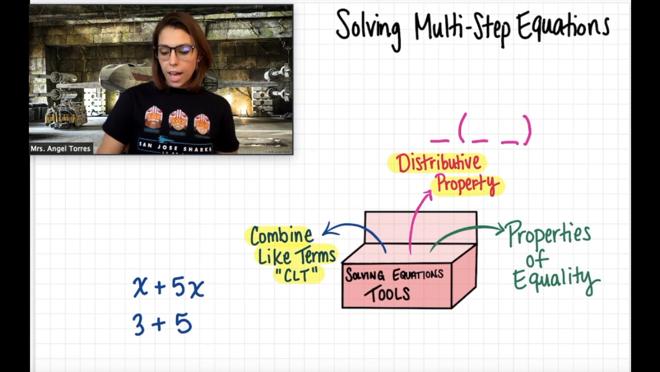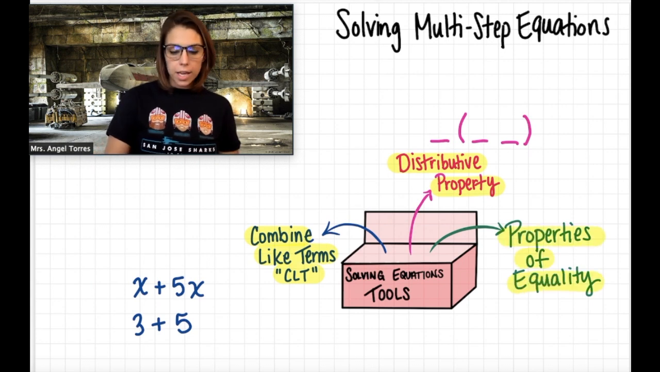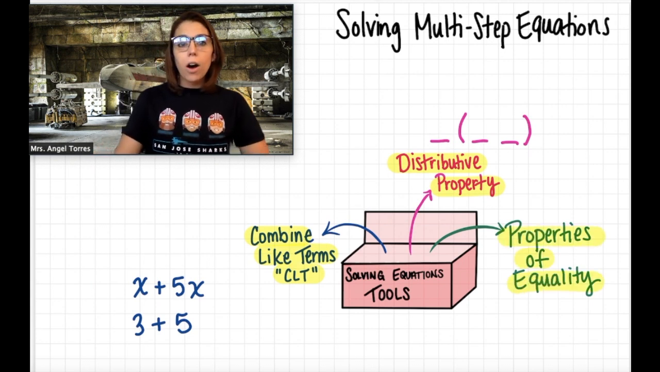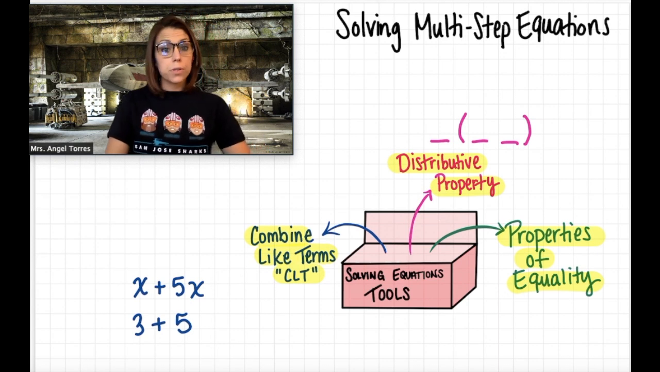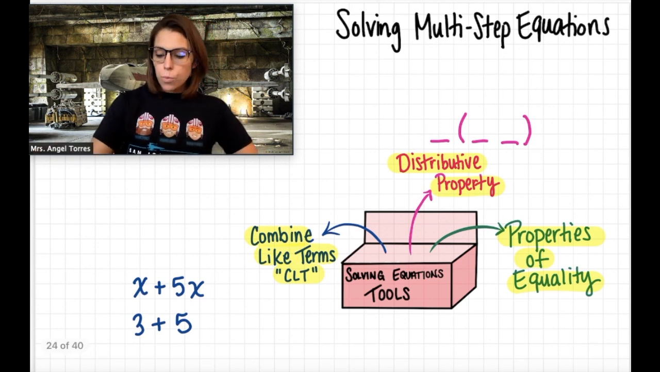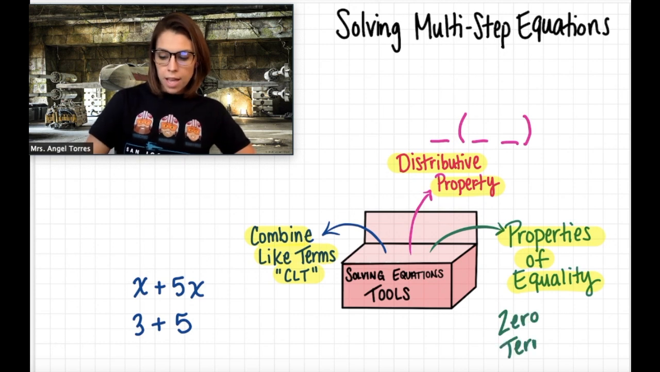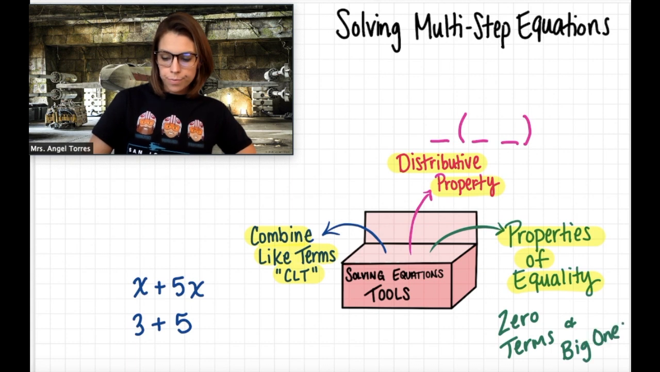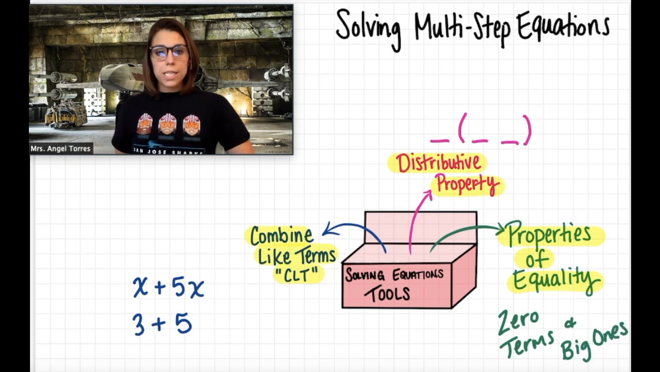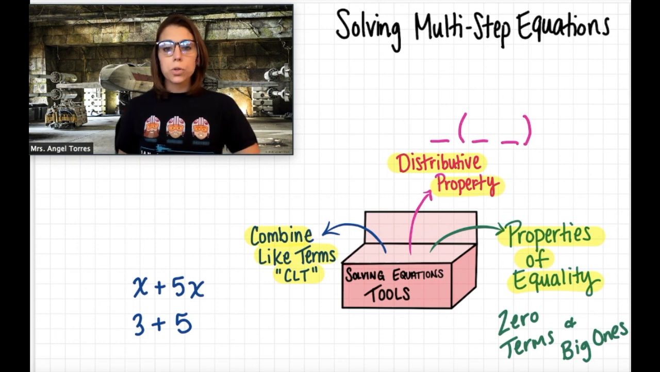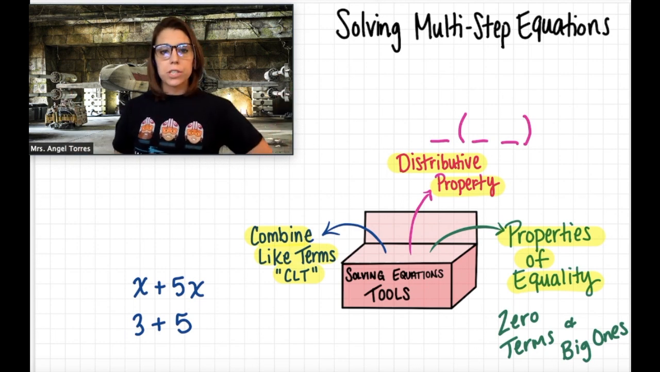And finally, we have our properties of equality. Properties of equality are the operations that we do to both sides of the equation to keep it true. And we use these properties to create zero terms and big one factors. So we're going to go through this video using the tools in the toolbox, and we're going to determine which tools we need to use and solve some equations. So grab your notes and let's get started.